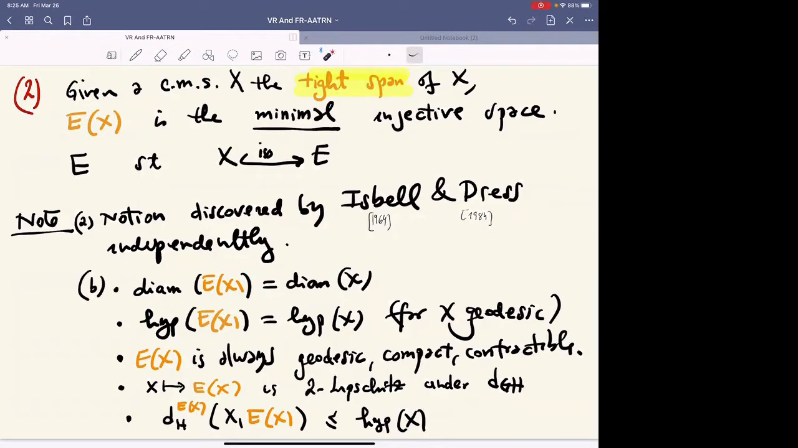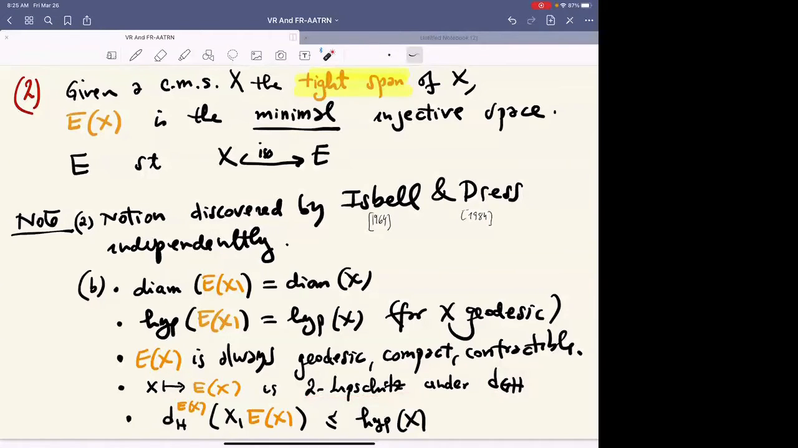And it satisfies some useful efficiency type of properties. The diameter of the tight span is equal to the diameter of X. The hyperbolicity of the tight span is equal to the hyperbolicity of X for a geodesic space. And then the tight span is always geodesic, compact, and contractible. The assignment from X to E of X as a map of metric spaces is also stable in the Gromov-Hausdorff sense. Actually, it's two-Lipschitz.